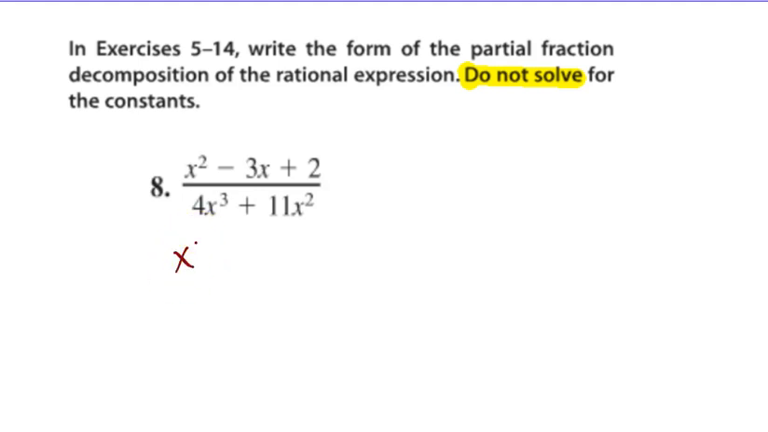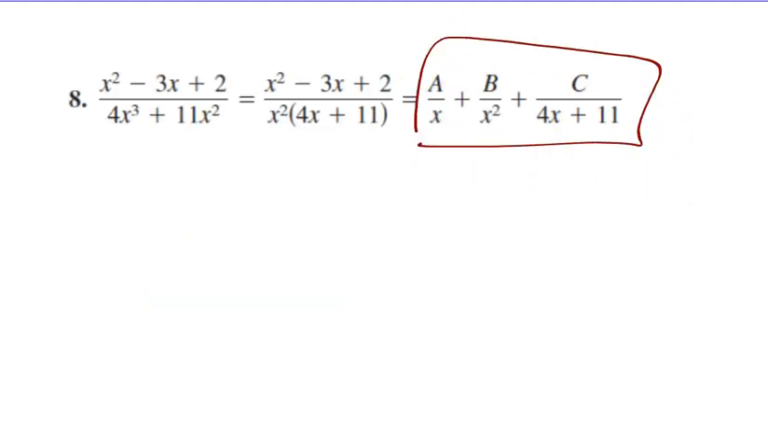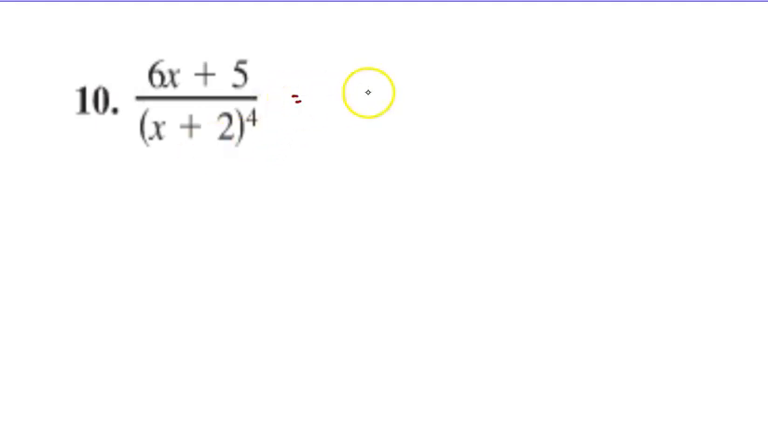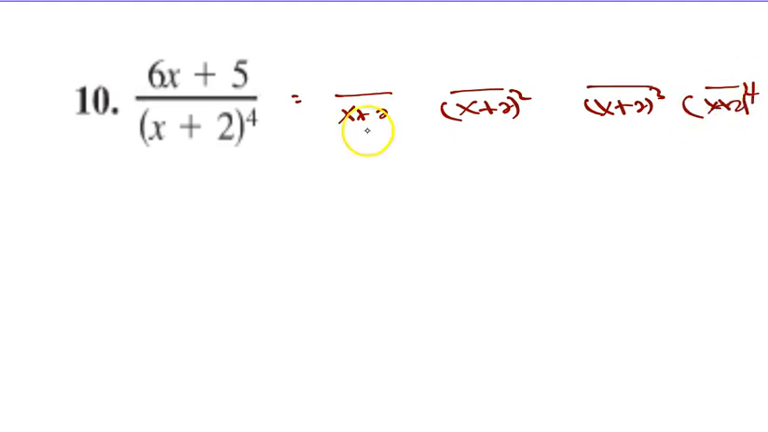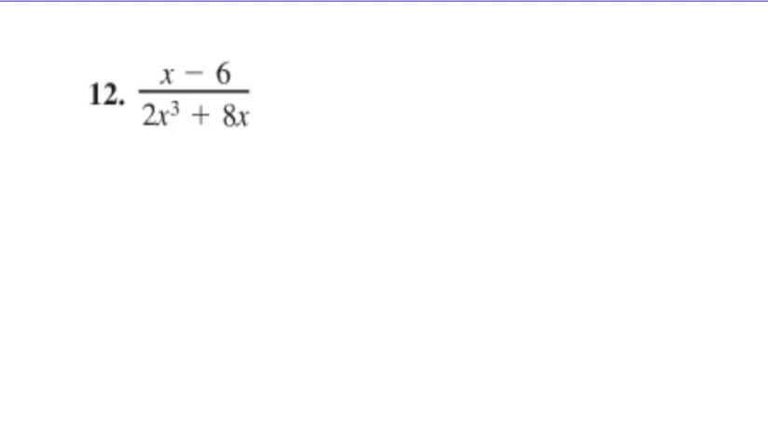This one, I think I can factor out an x squared, leaving me with 4x plus 11. Now remember, this is really x is a factor of x squared. So I'm going to choose an x, an x squared, and a 4x plus 11. Since those are all products of linear factors, I choose A, B, and C, just like the author did. This one I'm going to have to choose x plus 2, that's a factor, x plus 2 squared, that's a factor, x plus 2 cubed, that's a factor, and x plus 2 to the 4th, that's still a factor, and these are all products of linear factors, so I would choose A, B, C, and D.